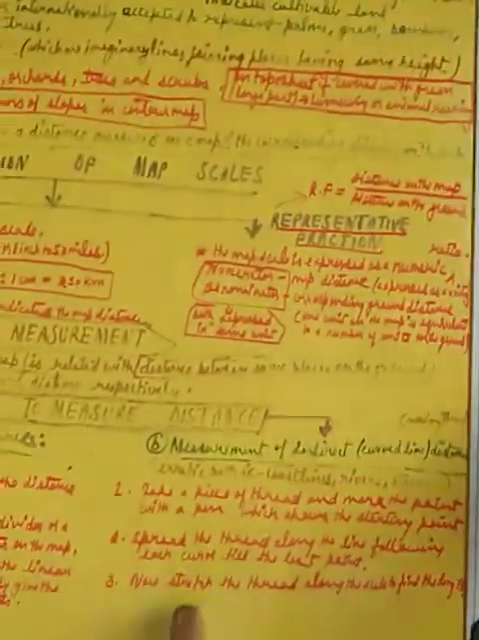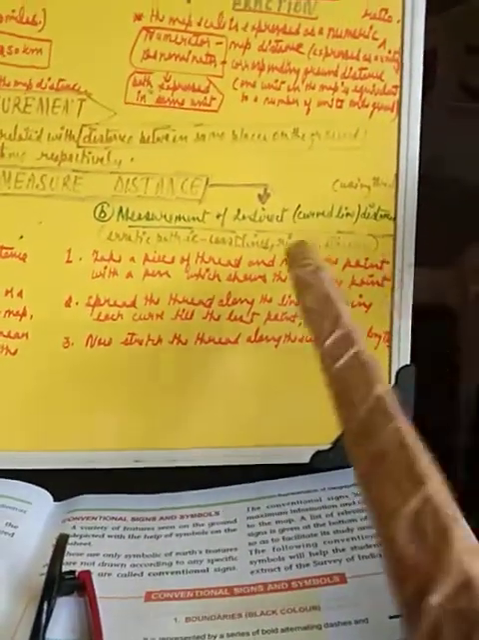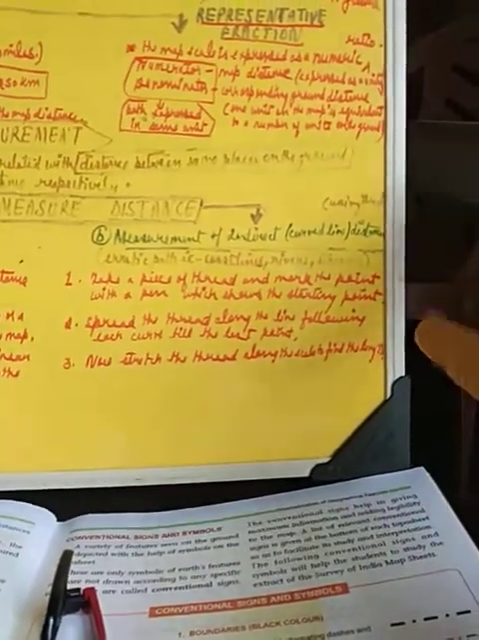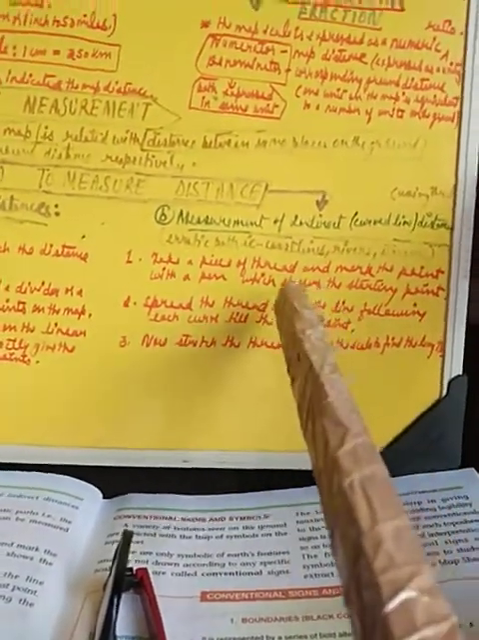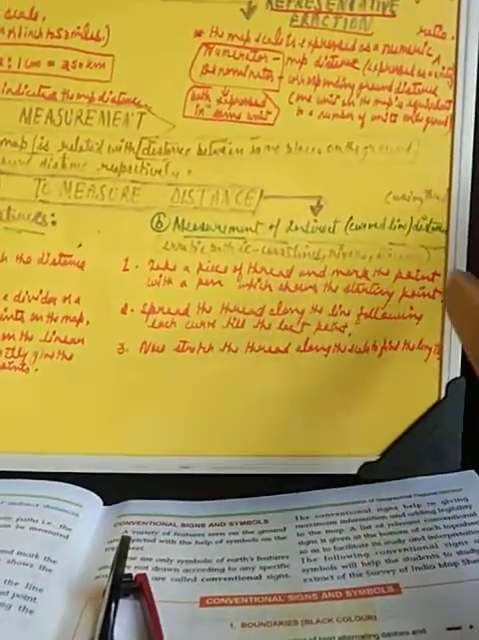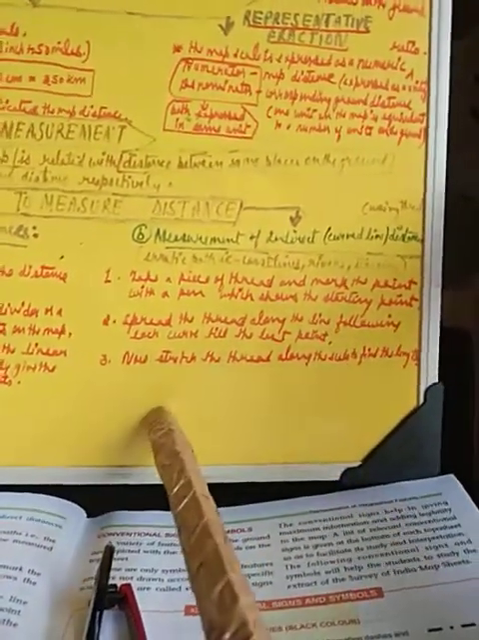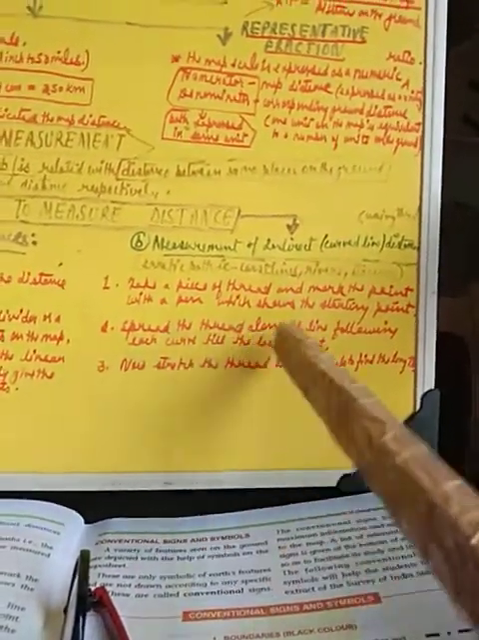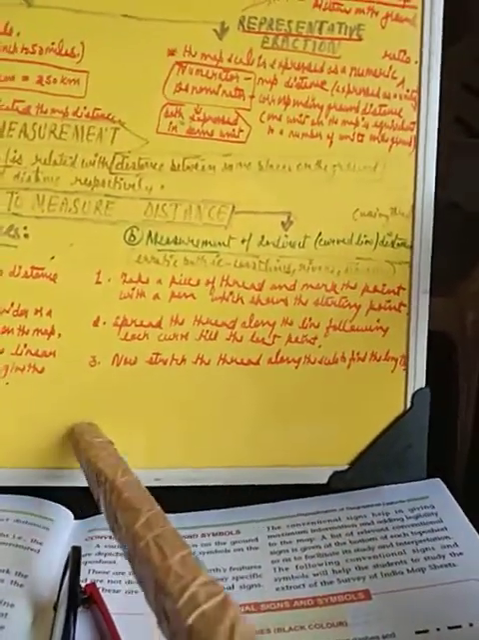And the second method, which is for the curved line, is measurement of indirect curved distance, that is an erratic path, like coastlines, rivers, streams, when you have to measure those. First of all, take a piece of thread and mark the starting point with a pen. Then spread the thread along the line, following it. Suppose this is the line going on, you start your thread like this.